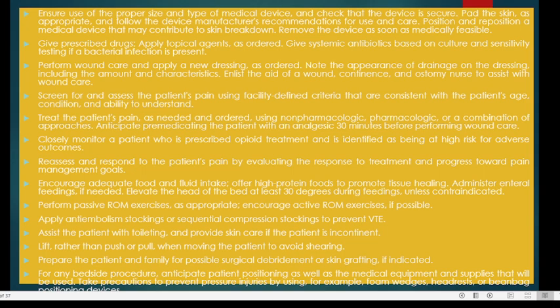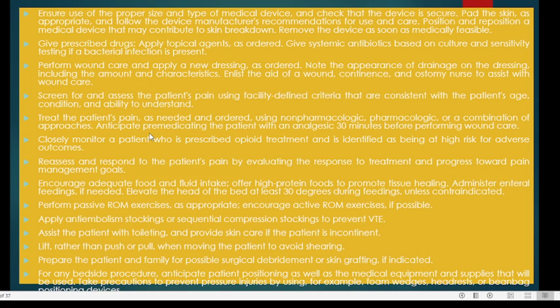You screen for and assess the patient's pain. You could use the OPQRST, the SOCRATES, okay? Treat the patient's pain as needed and ordered using non-pharmacological, pharmacological, or a combination of the two. You anticipate medicating the patient with analgesic 30 minutes before performing wound care. I think that's very important.